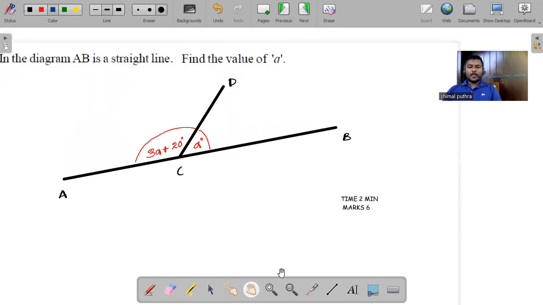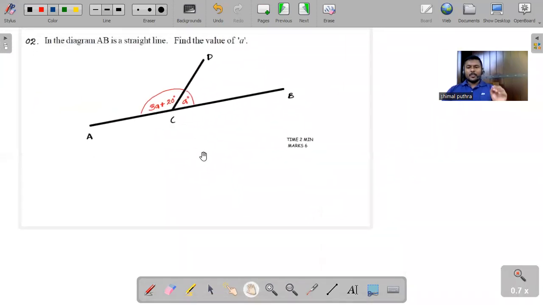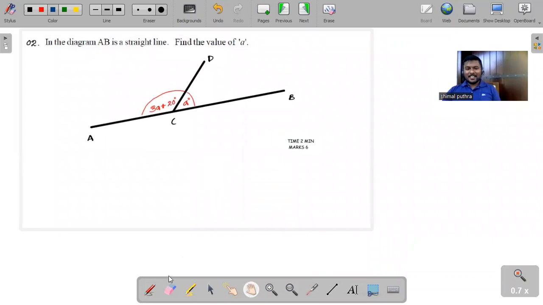Let's come to this one. Please view the video. You can find the answer. Then check your answer with our discussion. So AB is a straight line. We have to find the value of A. According to that, these angles should add up to 180. So there is an angle 3A plus 20 plus A, which should be equal to 180.